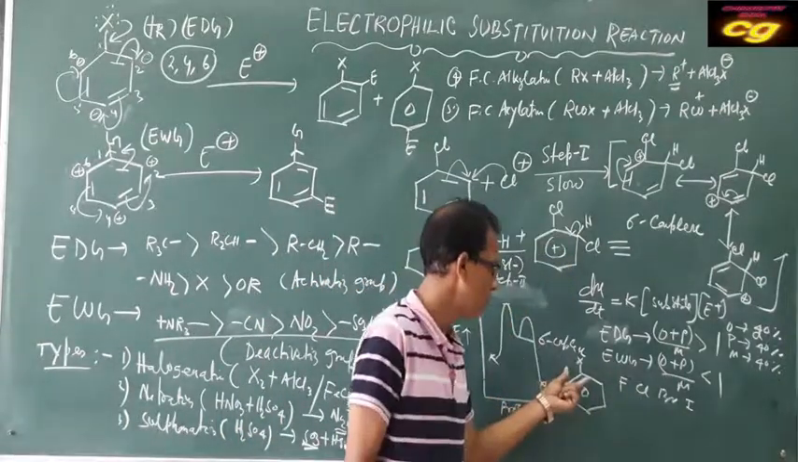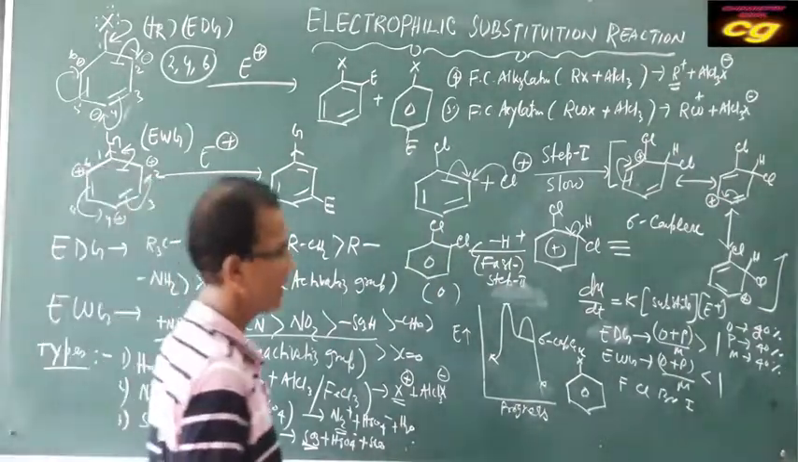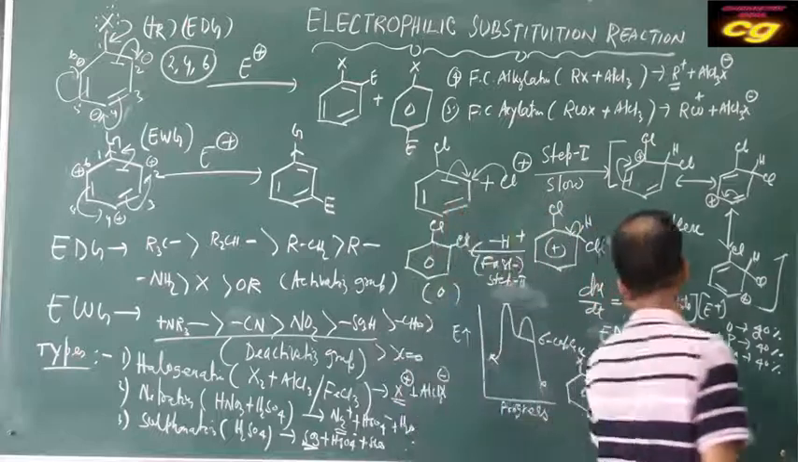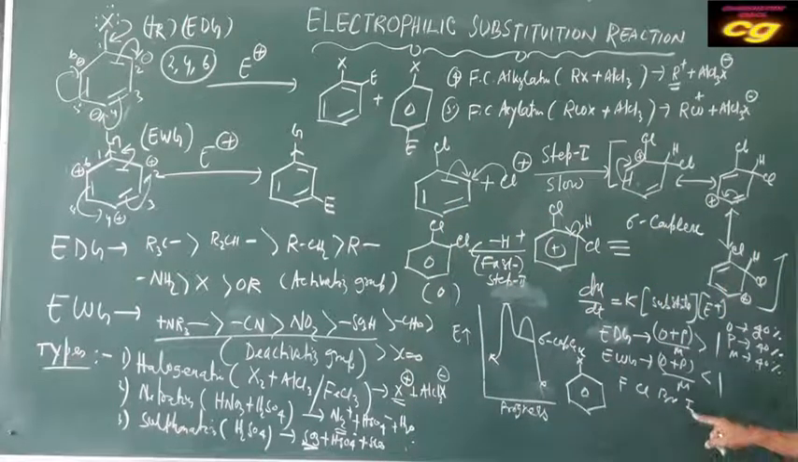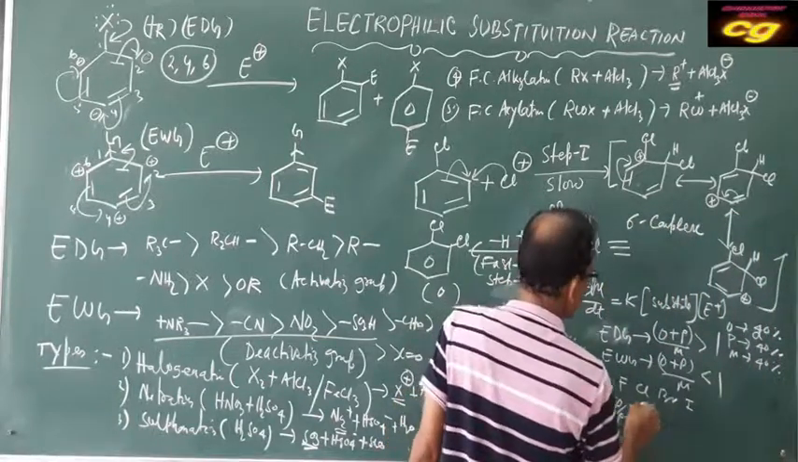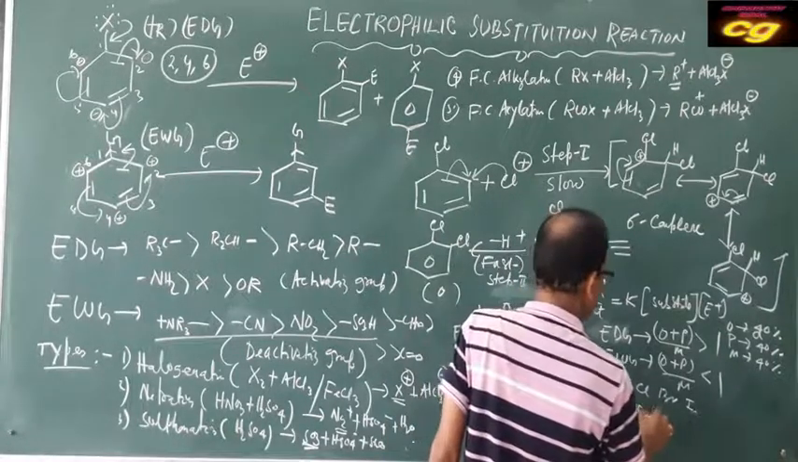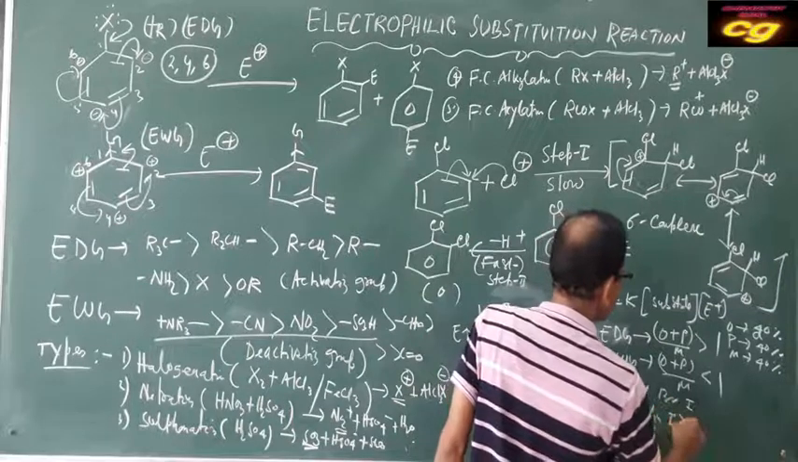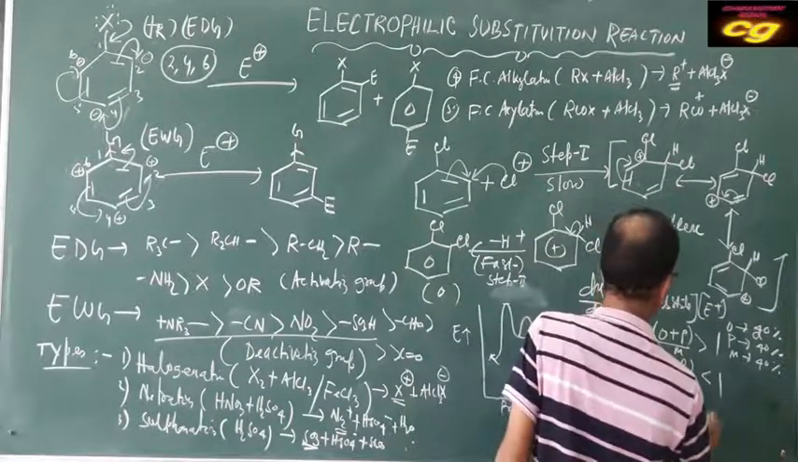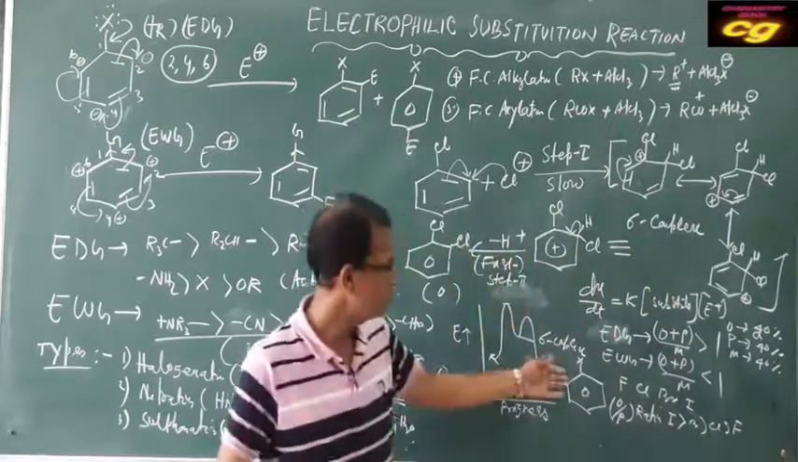In the case of iodine, the ortho percentage is more compared to para. So the ortho to para ratio will be greater than 1. The O by P ratio will be greater in the case of iodine. The O by P ratio is iodine greater than bromine, greater than chlorine. Here the ortho to para ratio.